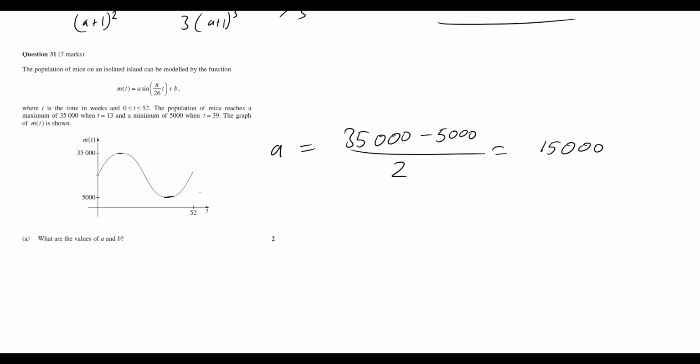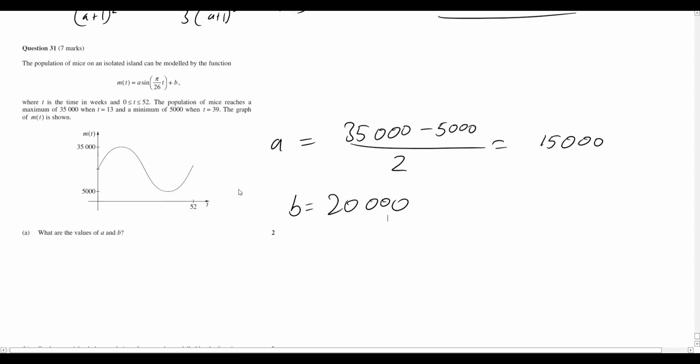And for b, well, that's just going to be our y-intercept. So we know for a sinusoidal wave, the y-intercept is going to be right in the middle of the maximum and the minimum. And so here, since we know that the value starts at 15,000, well, it's going to be 15,000 above 5,000 or 15,000 beneath 35,000. Either way you look at it, you'll still get the same result of b equals 20,000. Okay, so that's part A, all sorted there.